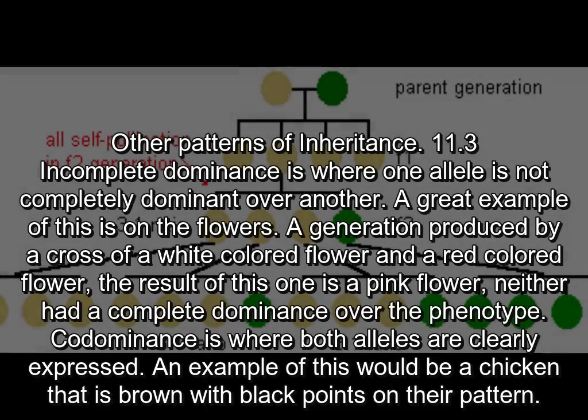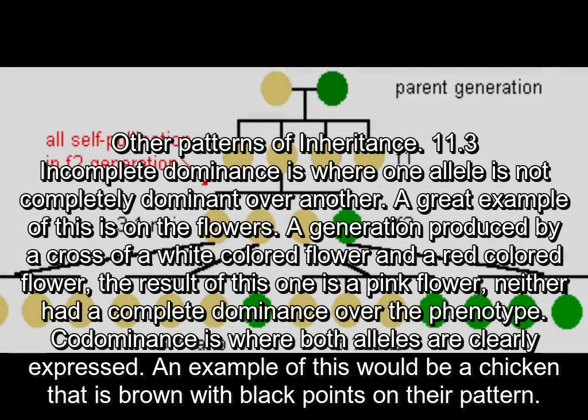Other patterns of inheritance. 11.3 Incomplete dominance is where one allele is not completely dominant over another. A great example of this is in flowers. A generation produced by a cross of a white colored flower and a red colored flower results in a pink flower. Neither had complete dominance over the phenotype.